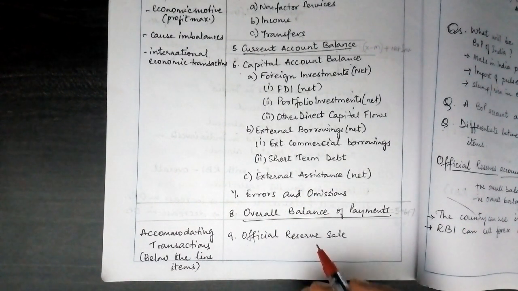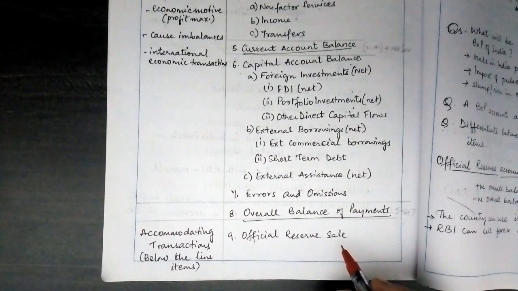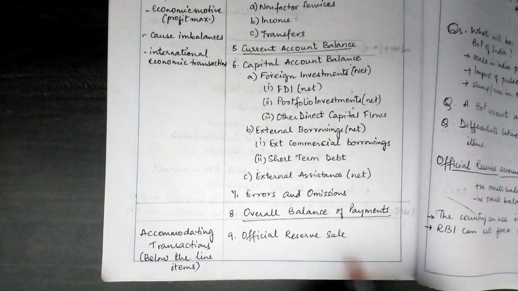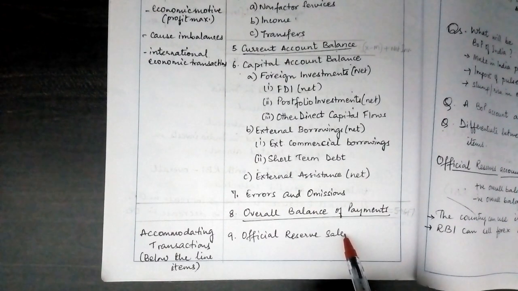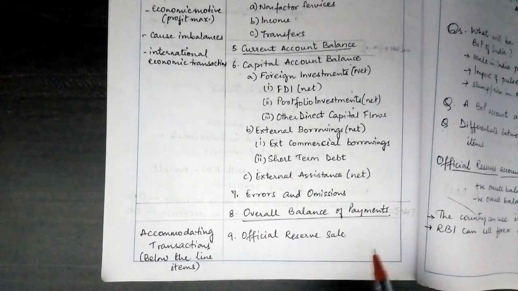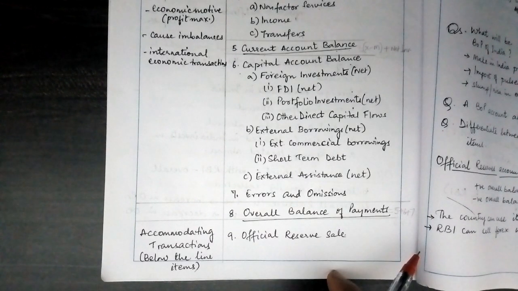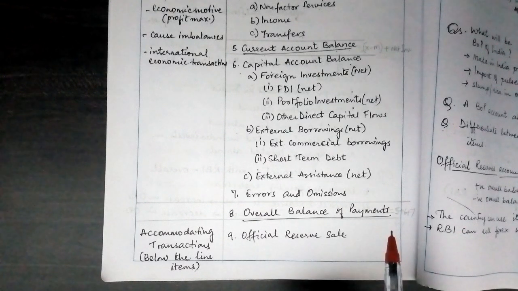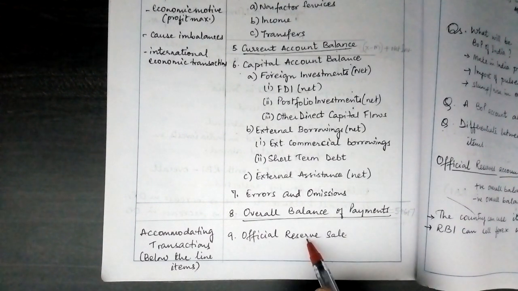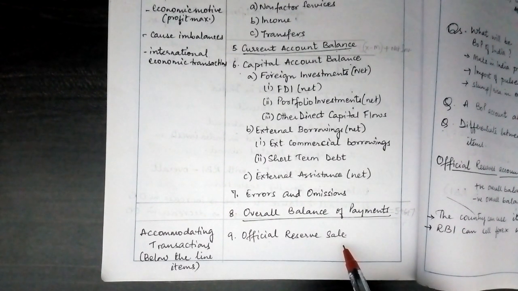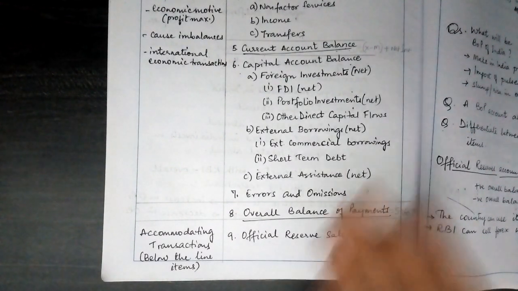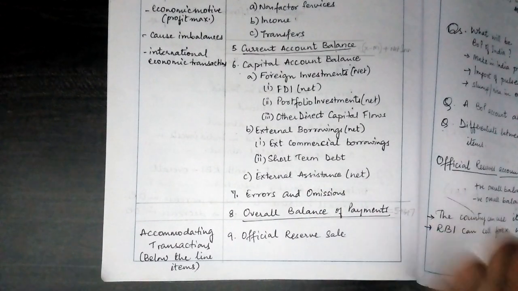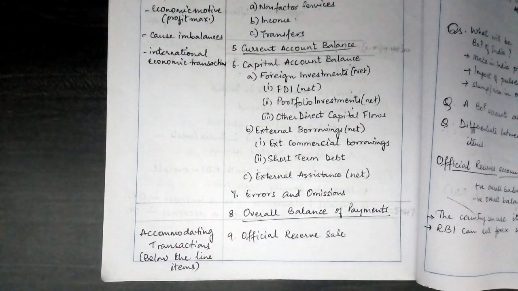Now, the transactions that are carried on by monetary authorities cause a change in the official reserves. So, the official reserve transactions are used to finance the balance of payments deficit or utilize the balance of payments surplus.